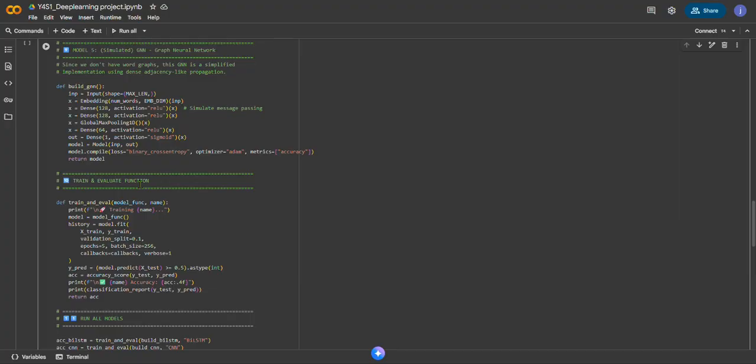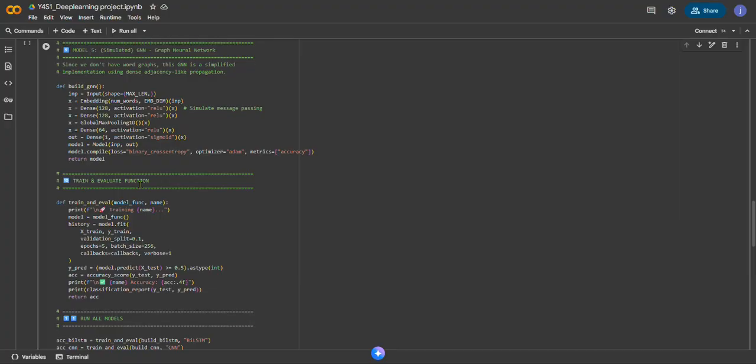The RNN struggled because it forgets long-term dependencies. The CNN worked great for shorter patterns, but couldn't always capture full context. The GRU and BiLSTM handled longer text dependencies much better, and the GNN went even further by capturing relational information among words. That's why it slightly outperformed the rest.